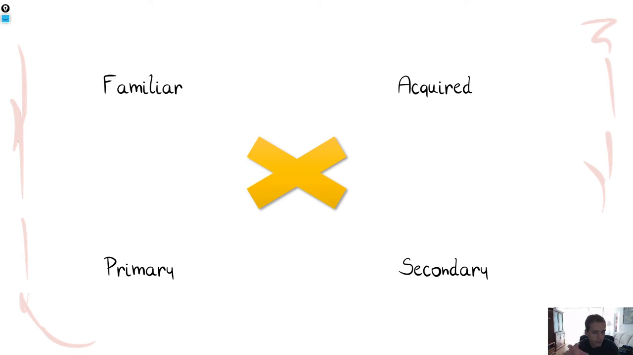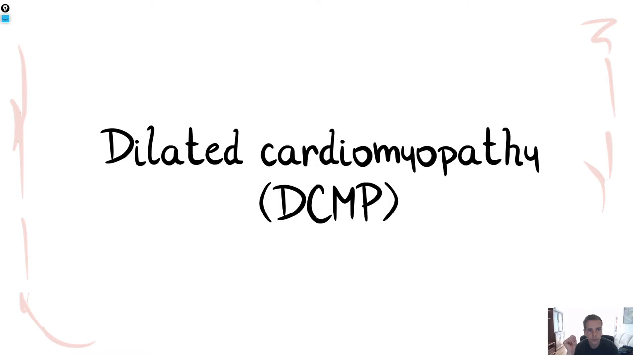Primary means that the disease is isolated to the heart muscle, so it's isolated myocardial disease. And secondary means that the cardiomyopathy is a part of some systemic disease, amyloidosis, for example. Okay, so this was the introduction.